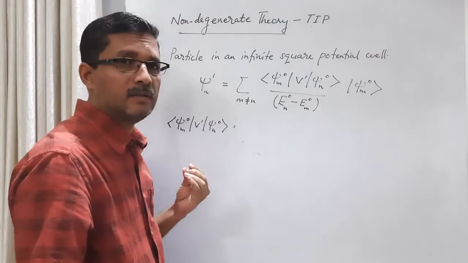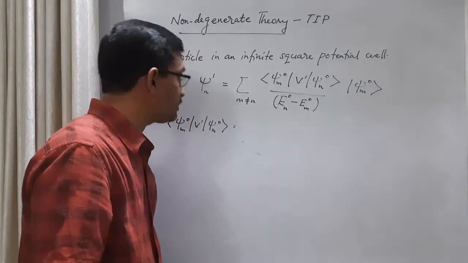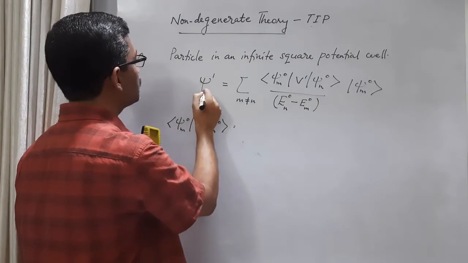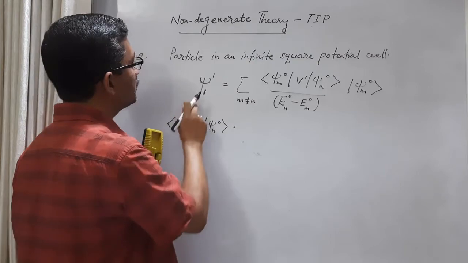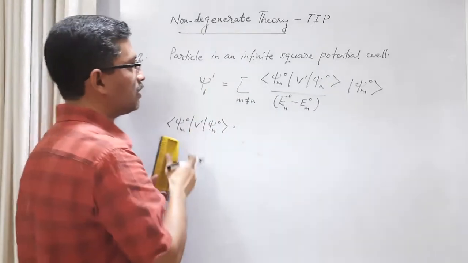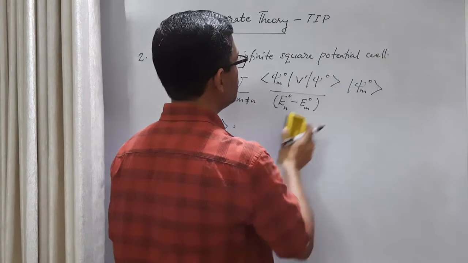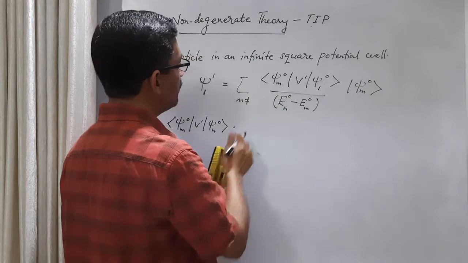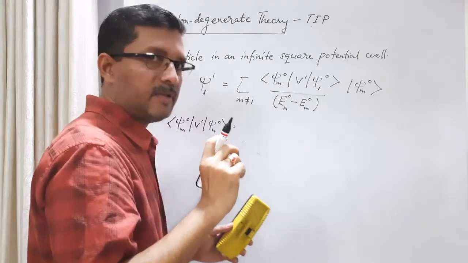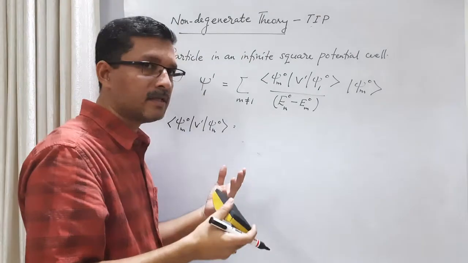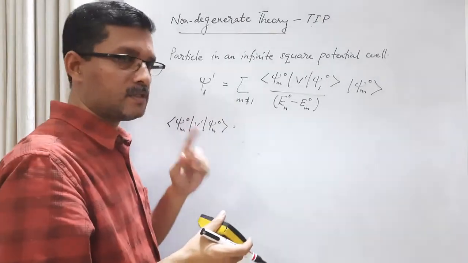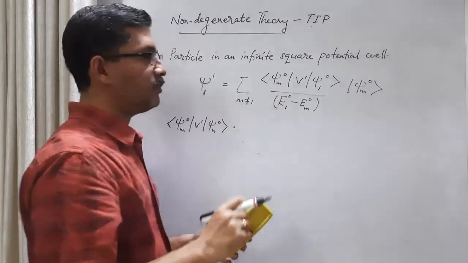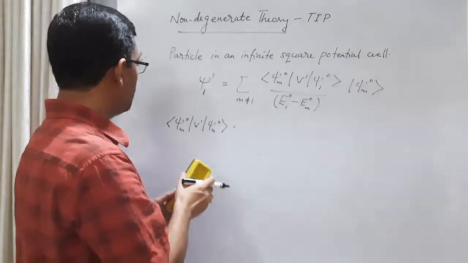Let us calculate this first order correction to the ground state. Let us simplify this a bit. I am calculating for the n equal to 1 state, so m not equal to n will be m not equal to 1. Instead of taking the first order correction in the nth state, I am simply taking the first order correction in the first state. It will be slightly simpler than the general case.